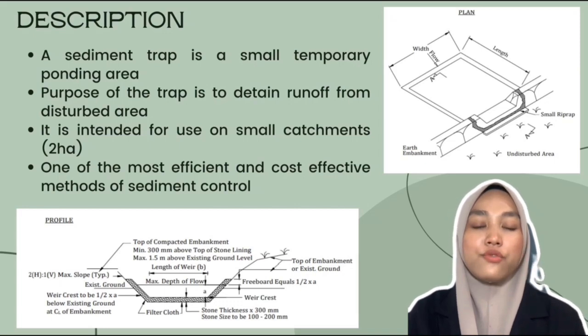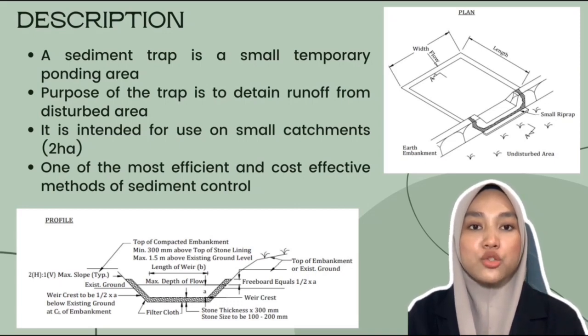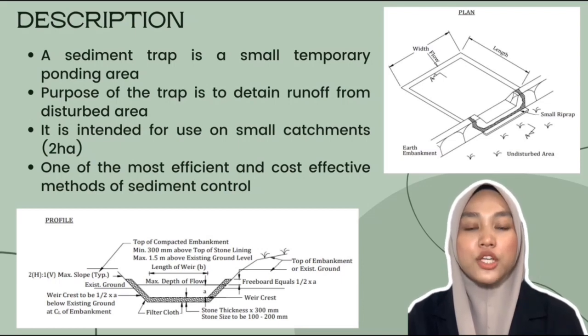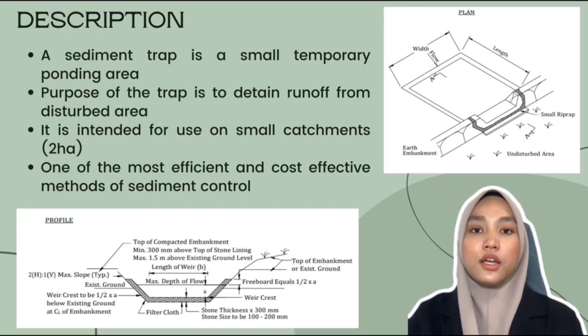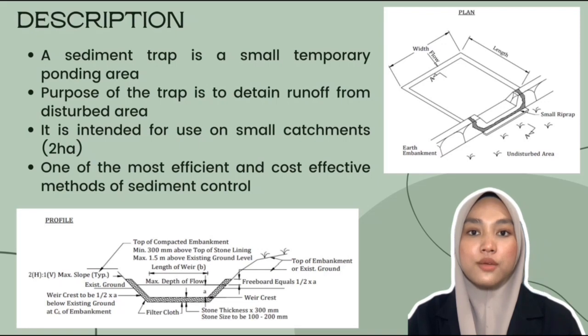It is intended for use on small catchment areas of 2 hectares with no complete drainage features, where construction will be complete in a reasonably short period of time. This practice is one of the most efficient and cost-effective methods of sediment control. When possible, a sediment trap should be constructed as a first step in any land disturbing activities. Sediment trap should never be located on a stream.